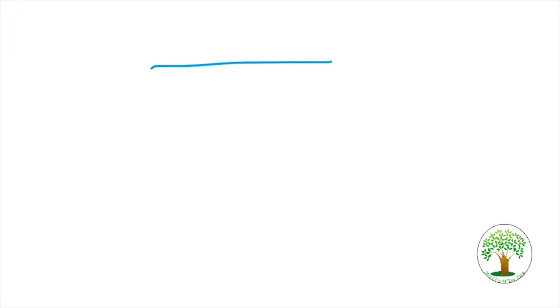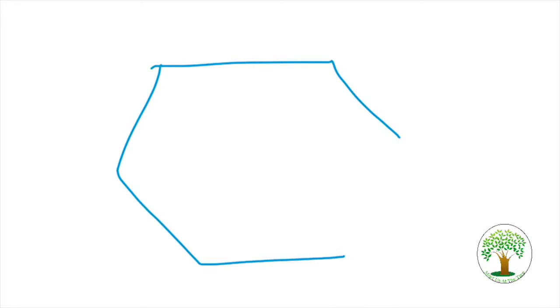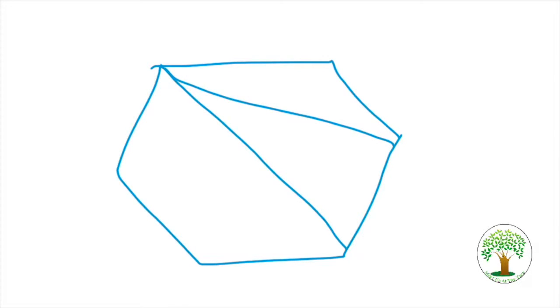Wait. So I got 1, 2, 3, 4, 5, 6. I can draw one there, one there, and one there. So I have 1, 2, 3, 4. Yes, it is going to be 2 less than the number of sides.